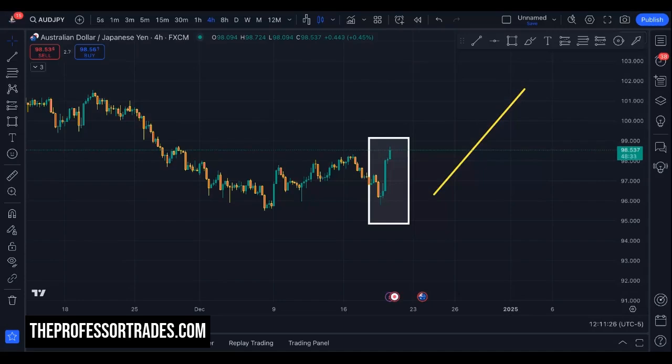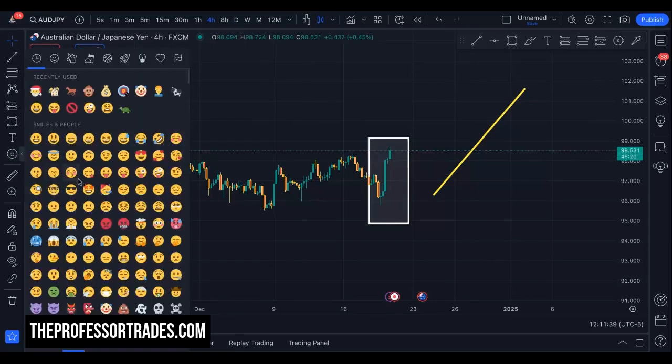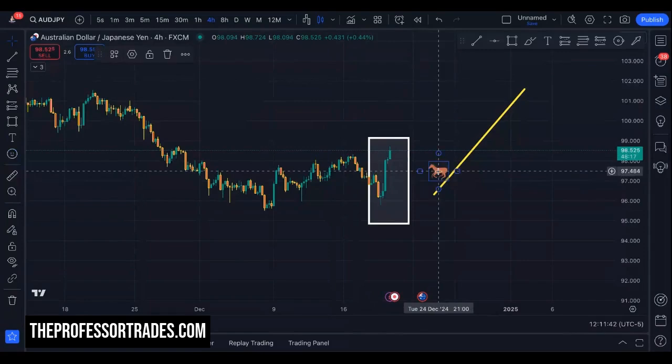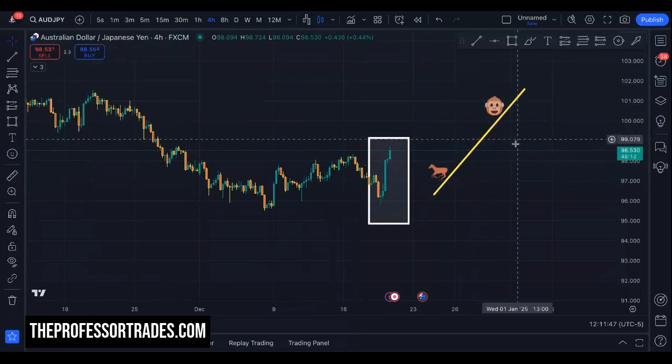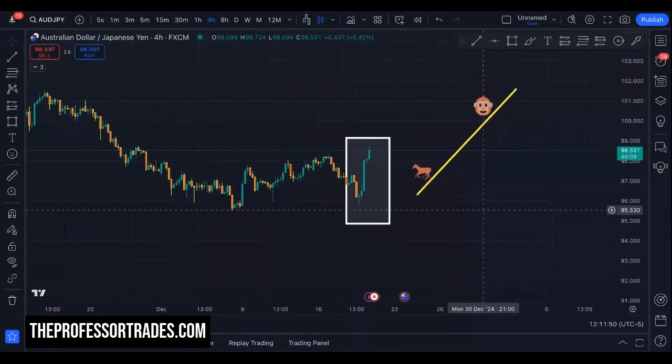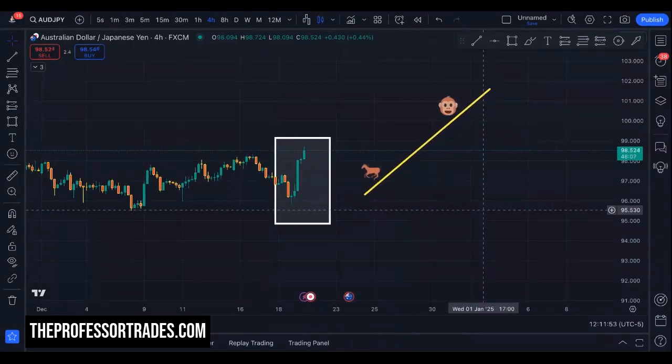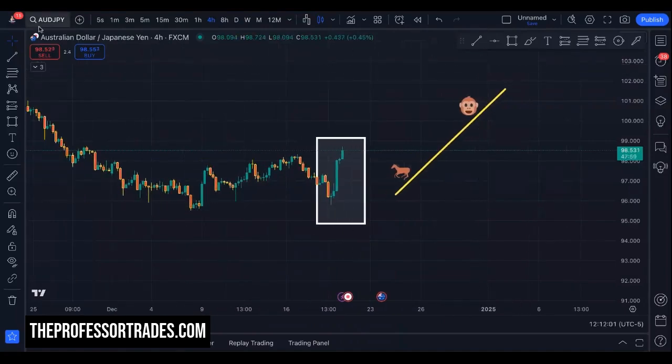Very cool. The Australian dollar. Why? Because the Australian dollar is to the left. And if you remember my pendulum, let's grab a horse, and let's grab a monkey. The horse is the Australian dollar, and the monkey is the Japanese yen. The horse is going to weigh more than this monkey right now. So that is why price is going up. When the currency on the left is stronger, price is going to go up.